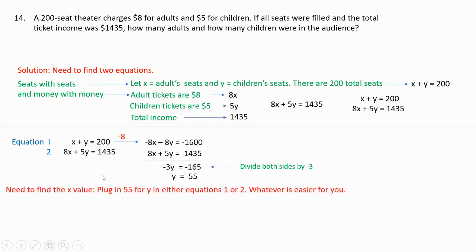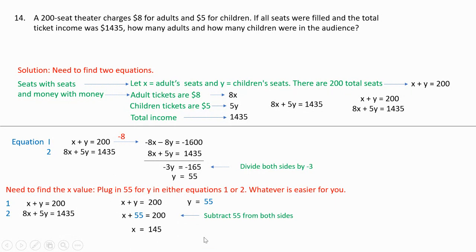Now you can go to either equation 1 or 2, right? It's easier to go to number 1 because there are no coefficients here for the x and the y. So the y value is 55. I'm going to plug in 55 for y and solve for x. So now we subtract 55 from both sides of the equation. So we get x equals 145. So x equals 145, right? And y equals 55.